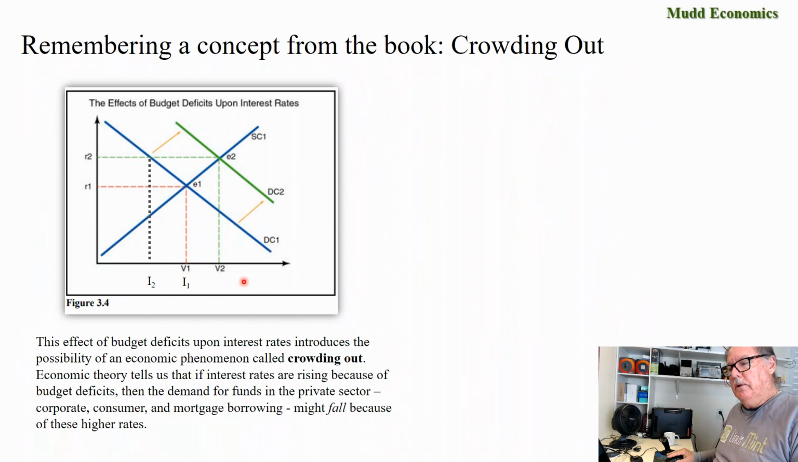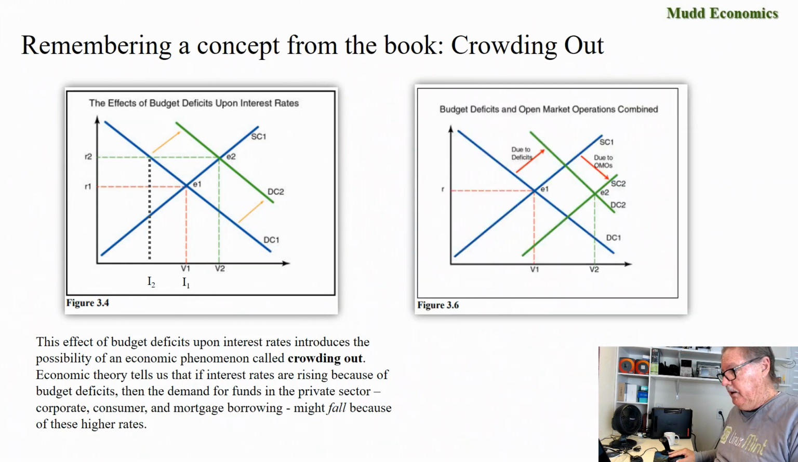So again, what it is saying is that if you run a large budget deficit and it's not offset by anything else in the economy, then this is going to push up interest rates, and it will have a tendency to crowd out private borrowing because of the higher interest rates. So then, of course, in the chapter on loanable funds, we said there can be an offsetting policy, and that's shown right here.